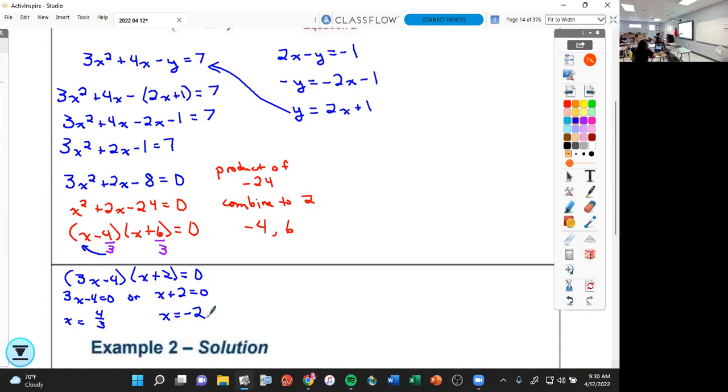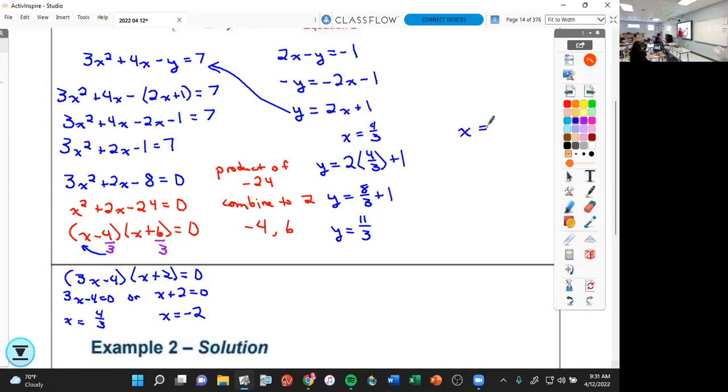Okay. So I have two situations. If x equals 4/3, I have y equals 2 times 4/3 plus 1, which means y equals 8/3 plus 1. Y equals 8/3 plus 1 is 11/3.